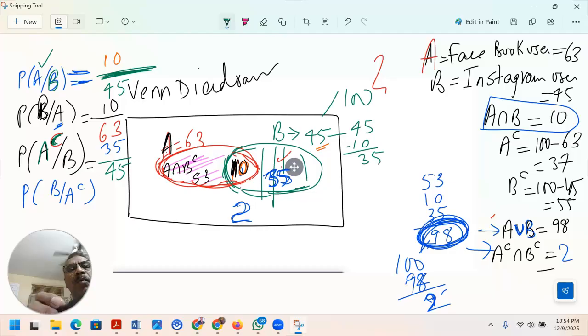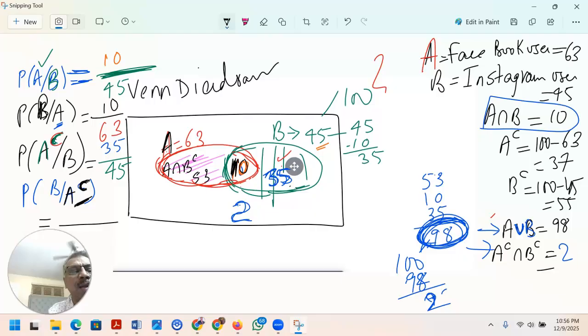Okay. Now, the next question is about the complement. You already know that the student is a non-Facebook user here. So that means the Facebook users are the red one. The student is already a non-Facebook user, and I already showed that here.